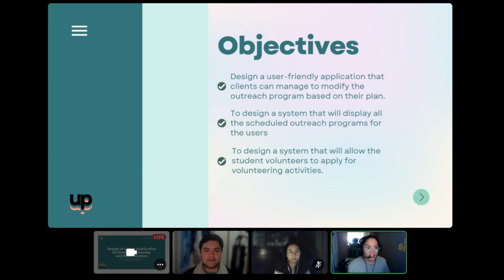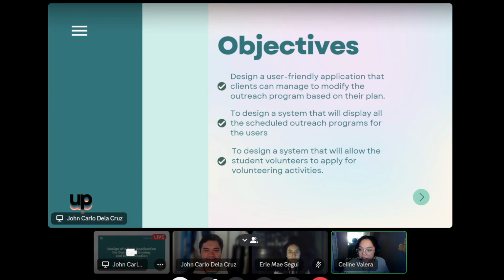Oh, sorry. So we have the objectives. Our objectives are to design a user-friendly application that the clients can manage to modify the outreach program based on their plan; to design a system that will display all the scheduled outreach programs for the users; and to design a system that will allow the student volunteers to apply for volunteering activities.